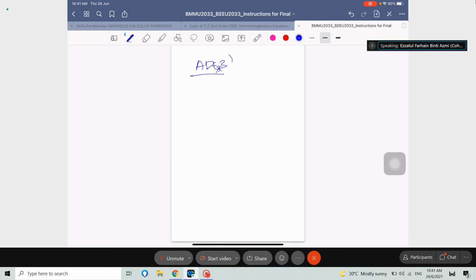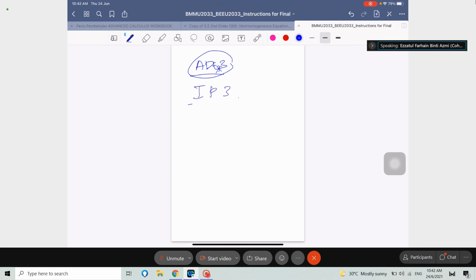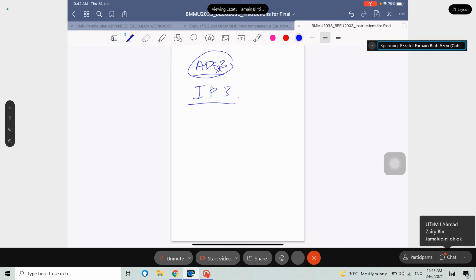If you feel that the additional exercise isn't enough, you can find more through the library portal. You can have lots of files there. And if still not enough, you can do all the tutorials, I gave you the answers. And I would like to remind you, for the additional exercise, I don't have the final answer. Intensive practice 3, sorry, the name is different. Saya terconfuse dengan buku kalkulus. Okay, intensive practice, I don't have the final answer.